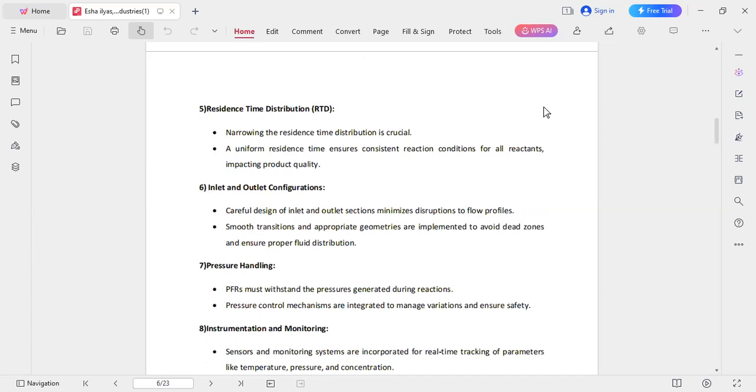Number five, residence time distribution. Narrowing the residence time distribution is crucial. A uniform residence time ensures consistent reaction conditions for all reactants, impacting product quality.